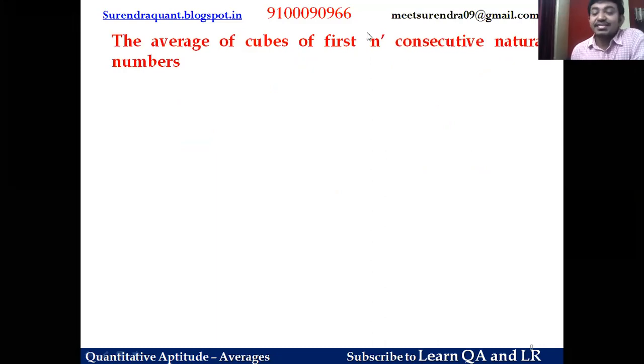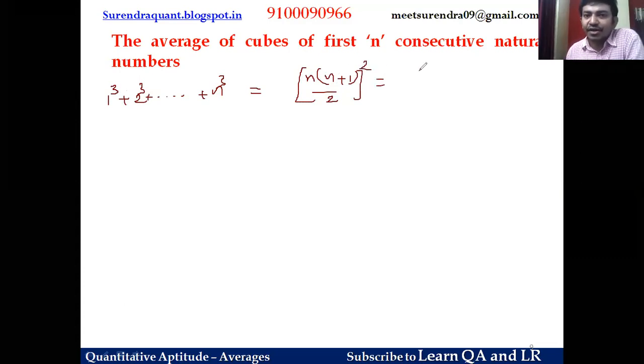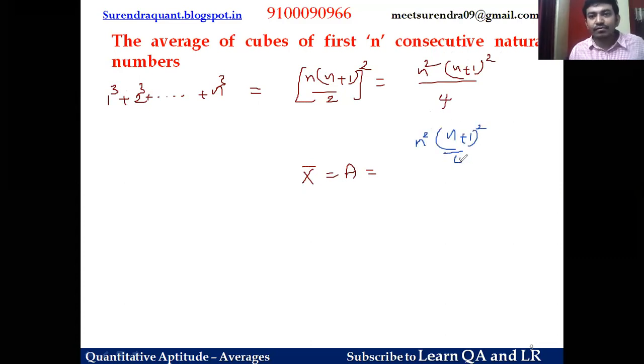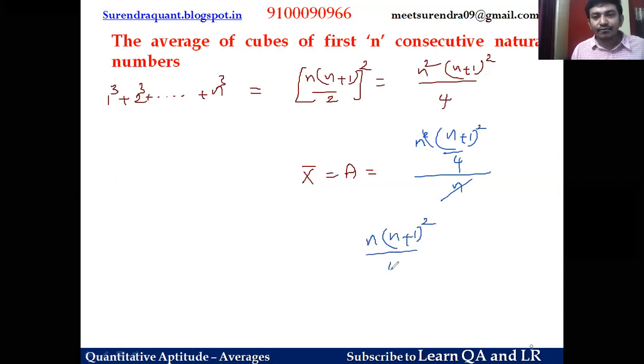Now, we know the sum of cubes of n natural numbers. How do you get it? 1 cube plus 2 cube plus and so on, n cube, if it is there. Then sum equals n into n plus 1 by 2 whole square. This is the square of the sum of n natural numbers. So when you divide this, it is n square into n plus 1 whole square by 2 square, which is 4. So this is the sum. Then how do you get the average? So average A equals sum of terms, that is n square into n plus 1 whole square by 4, by number of terms, which are n only. So 1 to n terms are there, right? So n gets cancelled. This becomes n into n plus 1 whole square by 4. So this is the average of the sum of cubes of numbers.